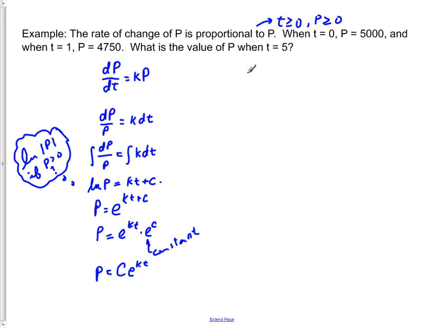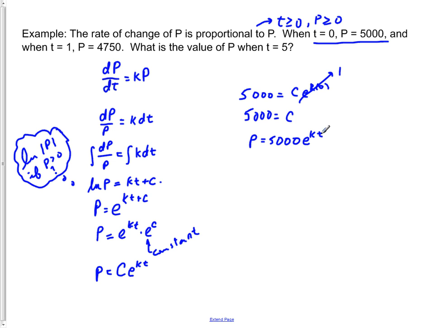All right, so how do we do this? Well, remember we're told that when t is equal to 0, p is 5,000. So that means that 5,000 is going to equal c times e to the k times 0. Well, any base raised to the 0 power other than 0 is going to equal 1. So in other words, 5,000 is equal to c. That's called an initial condition, and that always gives us that starting constant. So now we've got this model that p is equal to 5,000 times e to the k times t.